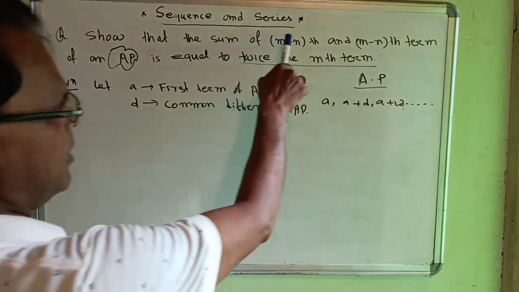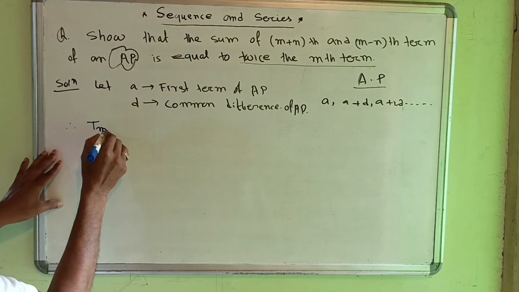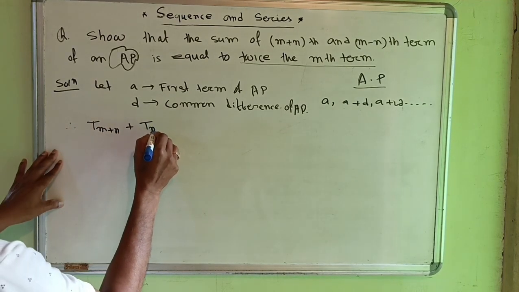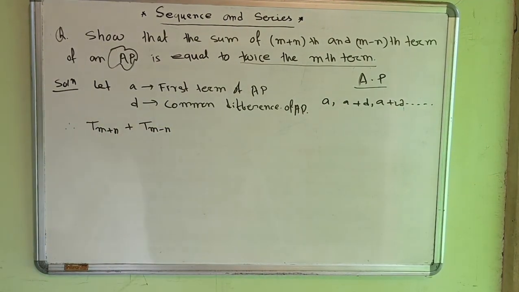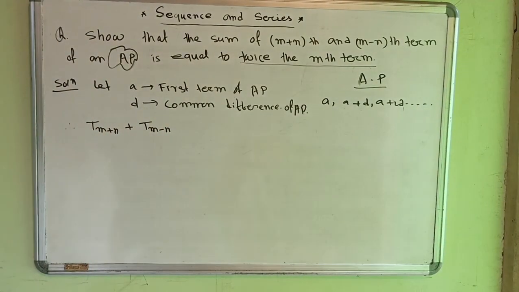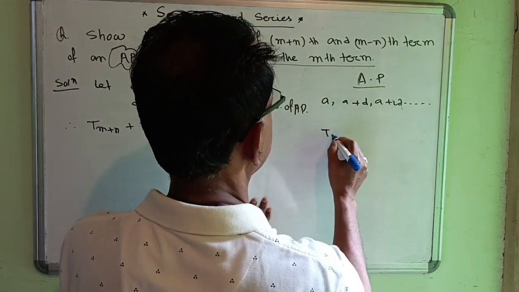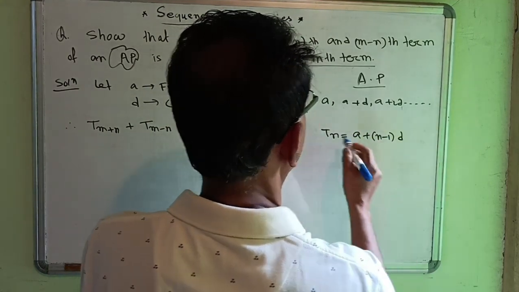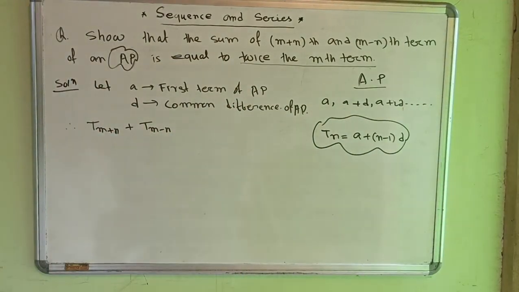Now, given the sum of these terms, that means T of m plus n plus T of m minus n, the sum of the m plus n term and the m minus n term. By the standard formula we know Tn is equal to a plus n minus 1 times d. That is the concept of the nth term of an AP series.